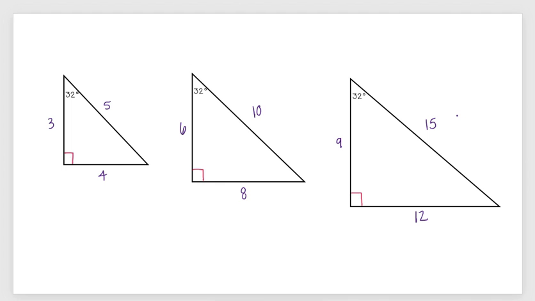So a trig ratio is just a ratio of the sides of a right triangle. And so one that we're going to learn about is sine, which is equal to the opposite over hypotenuse.